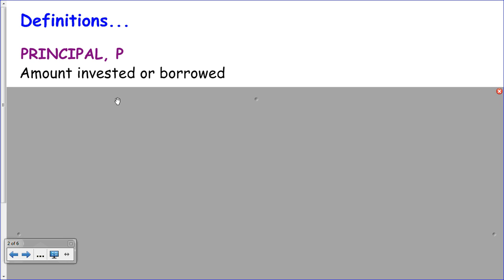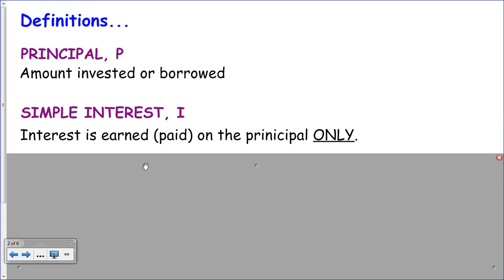The first one is principal, and its variable is P, and that's the initial amount that you invest in order to save money. So it's the amount invested or borrowed. For today's lesson, our term is simple interest, which has a capital I as its symbol, and it's the interest that is earned on the principal only. That is very important because depending on the different types of interest that we'll be discussing, simple interest is the only one that earns interest only on the initial amount that you invest.